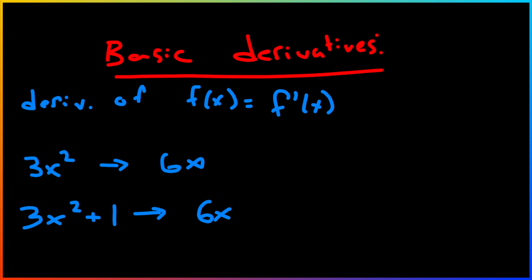To find one of these derivatives, you have to multiply the coefficient of a variable by that variable's power, and then knock that variable's power down by 1. So this 3x squared here becomes 6x, because you're multiplying that 3 by that 2.